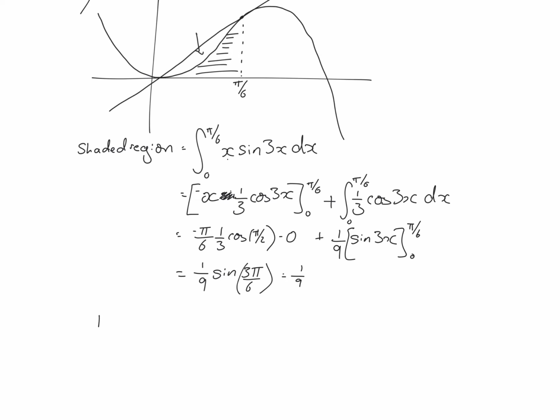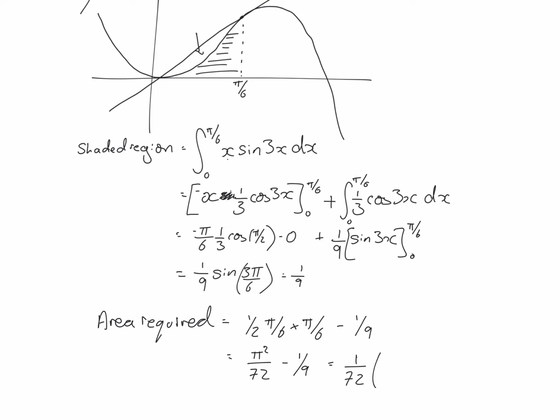So the area we want, required, equals the area of the triangle, which is a half pi by 6 by pi by 6, minus a ninth, which is pi squared over 72 minus a ninth, which if I take 72 out as a factor is pi squared minus 8 over 72.